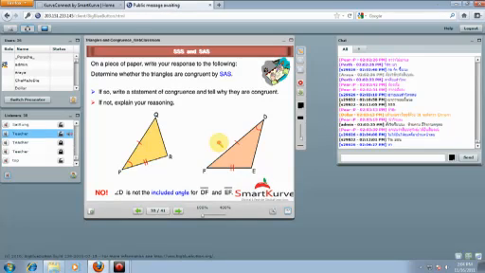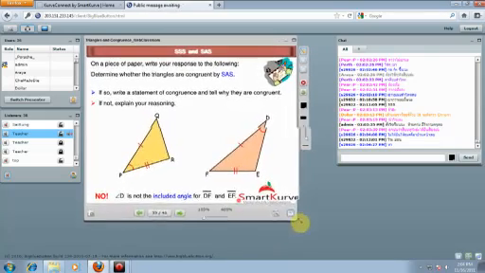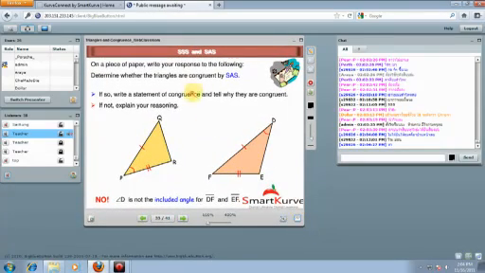On a piece of paper, please write your response to the following. Determine whether the triangles are congruent by SAS. If so, write a statement of congruence and tell why they are congruent. If not, explain your reasoning. So are these two triangles congruent by side angle side?